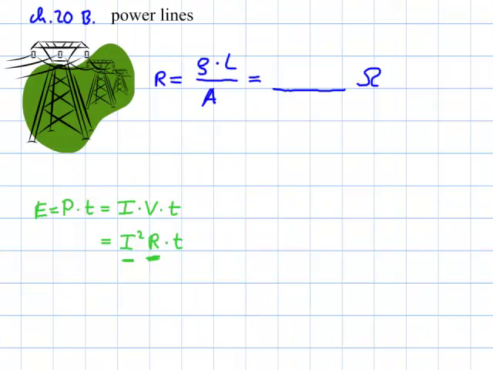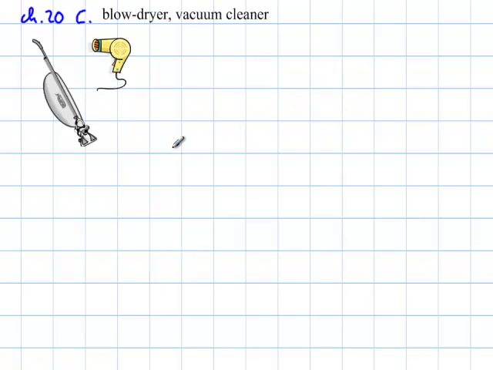The next problem says a blow dryer and a vacuum cleaner each operate with a voltage of 120 volts. The current rating of the blow dryer is 11 amps and that of the vacuum cleaner is 4.0 amps. Determine the power consumed A by the blow dryer and B by the vacuum cleaner. C, determine the ratio of the energy used by the blow dryer in 50 minutes to the energy used by a vacuum cleaner in 1/2 hour. All of this is really straightforward.